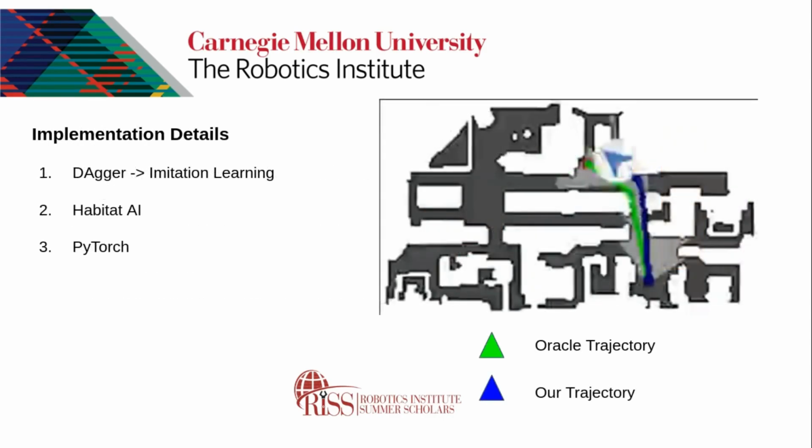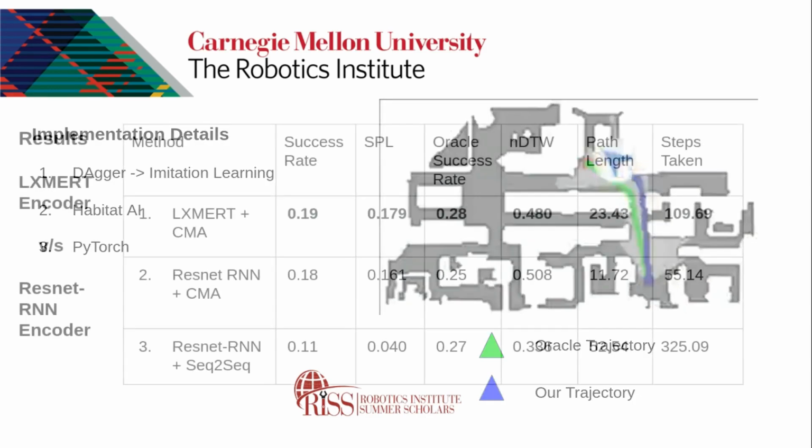For training the global planner, we use DAgger plus imitation learning. We use DAgger to generate the trajectories and imitation learning to learn them. We write our code in PyTorch, and all of this is based on the Habitat AI simulator.